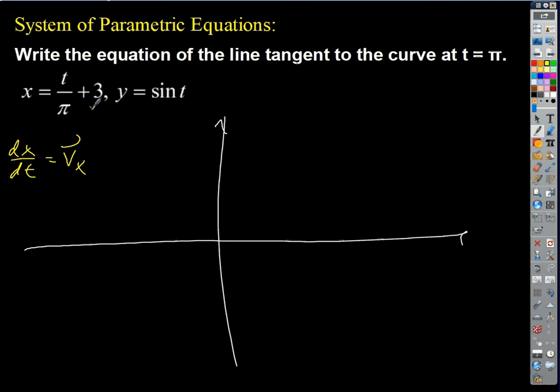What's the derivative of 3? 0. What's the derivative of 1/pi times t? What's the derivative of t with respect to t? 1, right? So this is just giving us 1/pi. Seen from above, what's this ant doing? He's just moving along in the positive x direction at a rate of 1/pi. Okay, pretty boring, right? What about in the y direction, though?